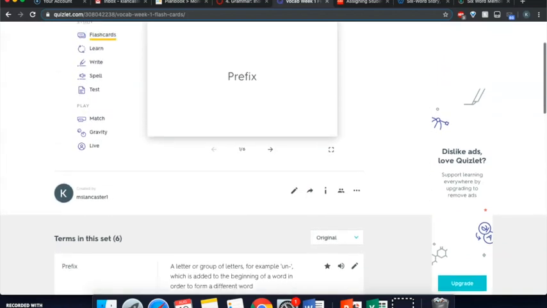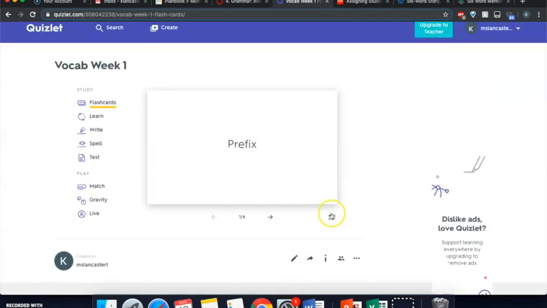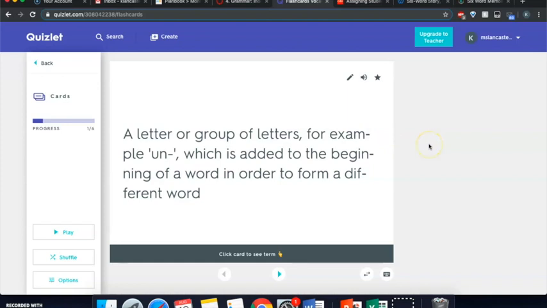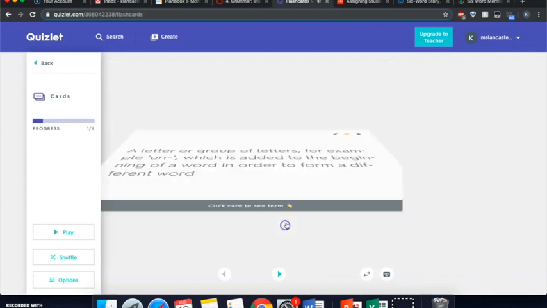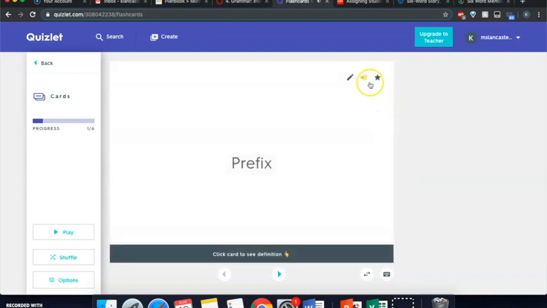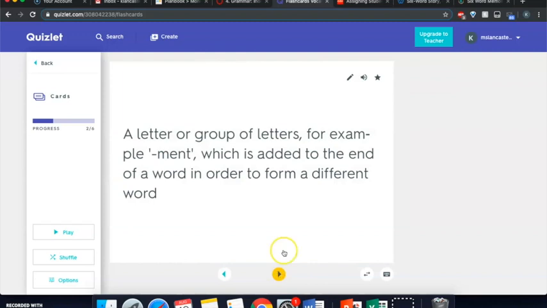So I would recommend starting off with the flashcards. This one says a letter or group of letters, for example, UN, which is added at the beginning of a word in order to form a different word. A letter or group of letters for prefix. Yeah, so the answer is prefix. Now since I didn't know that one, I'm going to click this star. And that means I can come back to it later. Let's move on to the next word.